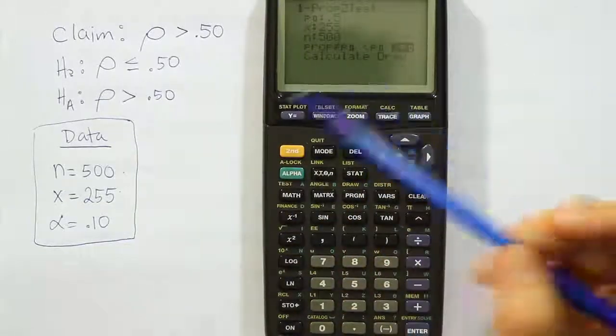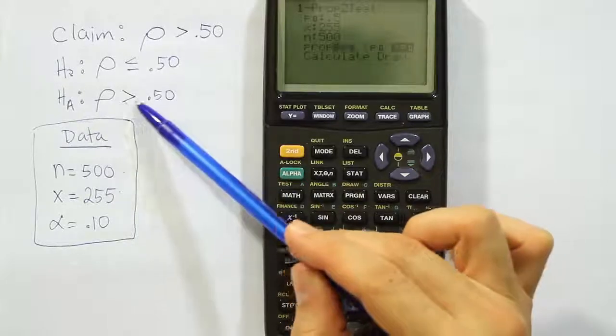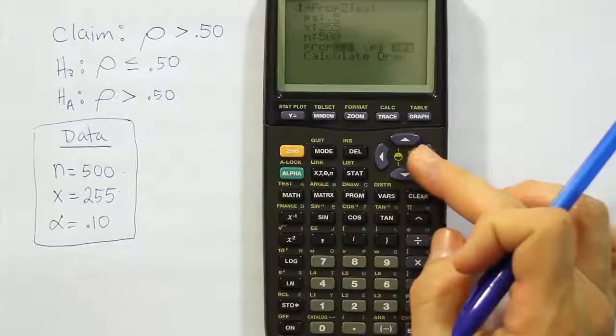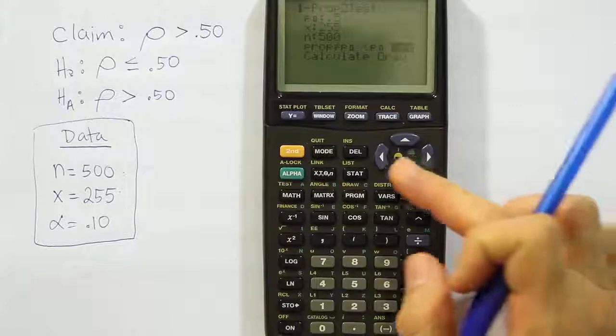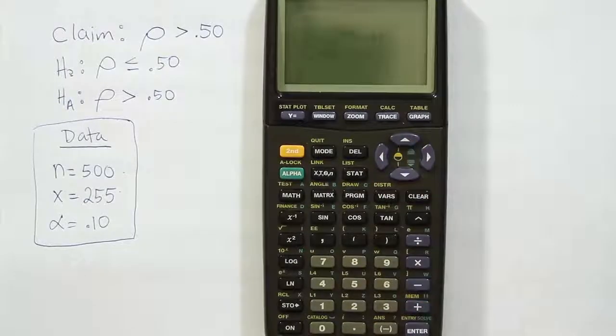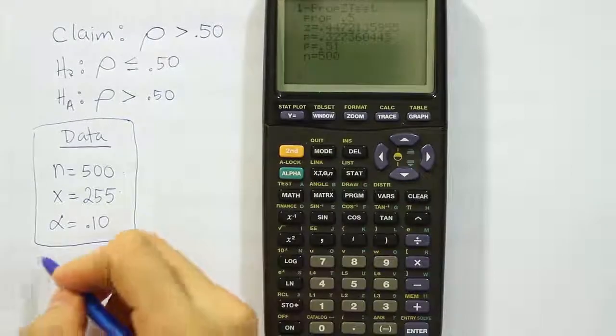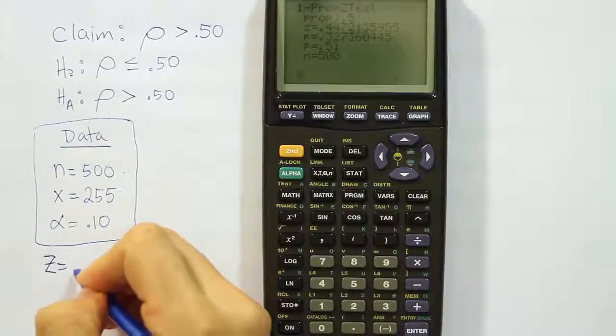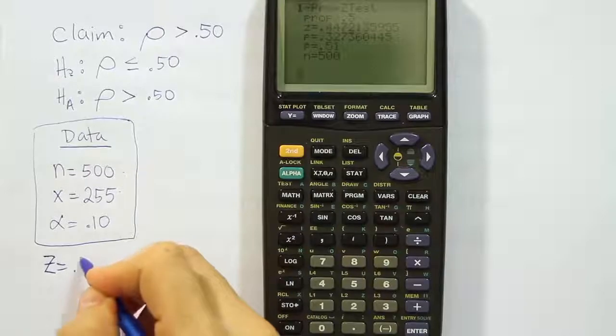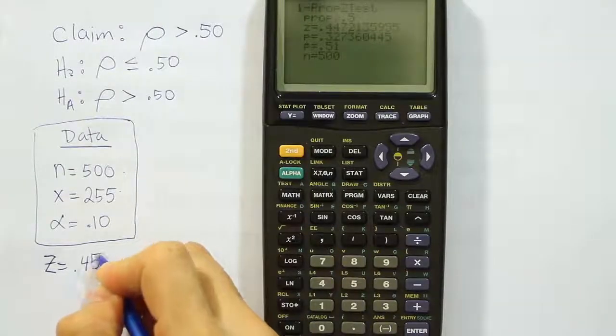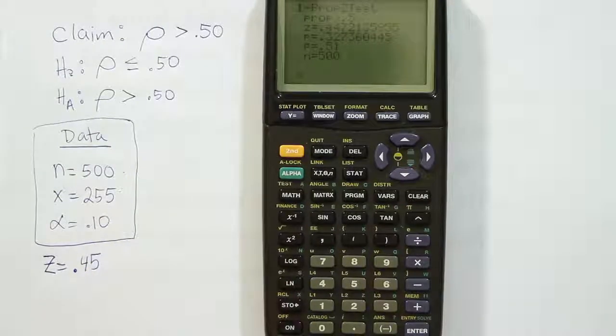All right, now it wants us to put in the symbol you see for HA. So I see greater than for my HA. So I'm going to come over here, highlight greater than, hit enter. And lastly, press calculate. All right, so it gives us our test stat. Our test stat is z, and it says that that answer is 0.45 if you use just 2 decimal places. Okay, so that's our test stat.